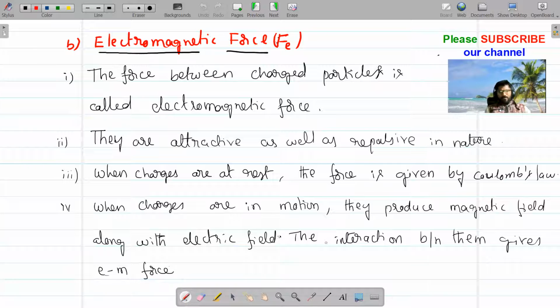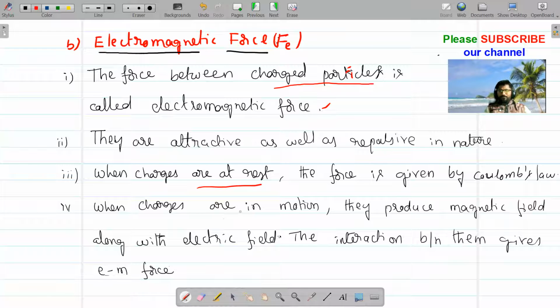Now let us see a few important points or properties of electromagnetic forces. When you say electromagnetic forces, electric forces or electrostatic forces and magnetostatic forces together can be called electromagnetic forces. We can say that the force between any two charged particles is called electromagnetic force. Specifically speaking, if the charges are at rest, we call it electrostatic force.